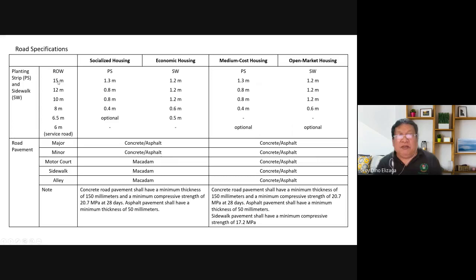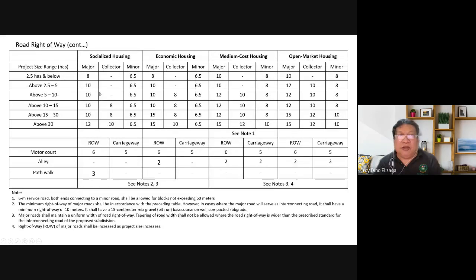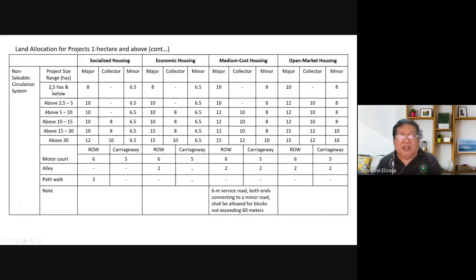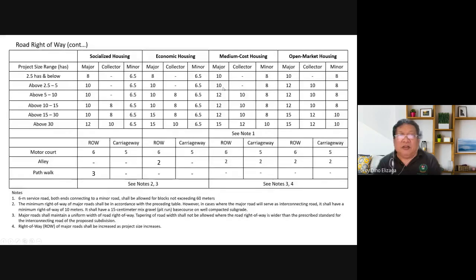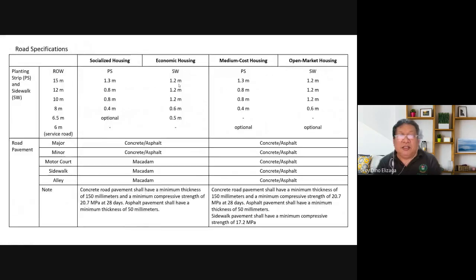But we're talking about a 15-meter road right of way. No? But earlier, we mentioned that the road right of way that we need is only the major, what? 2.5 below is 10 for the major and 8 for the minor. So therefore, going back to this, the 10 is a total of 0.8 for the planters and 1.2 for the sidewalk. And then the type of pavement, the treatment, it's concrete or asphalt.